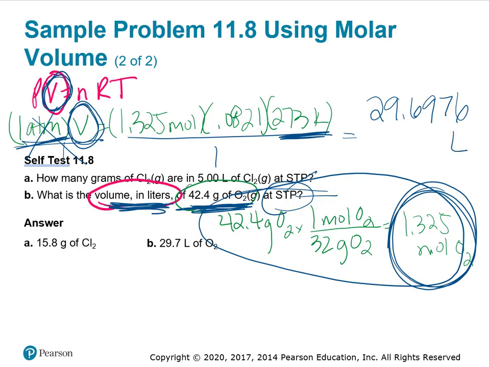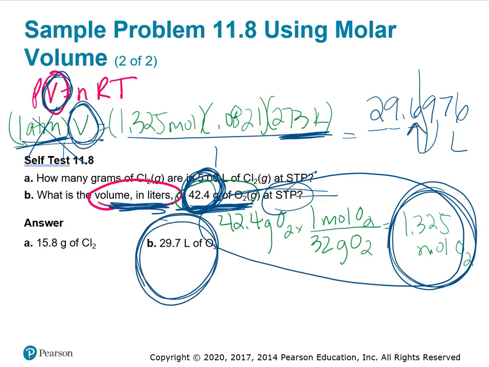Let's look at significant figures. We started with 3 significant figures with my mass. So let's finish with 3. 1, 2, 3. That 9 will make that 6 a 7. So 29.7 liters of oxygen gas.